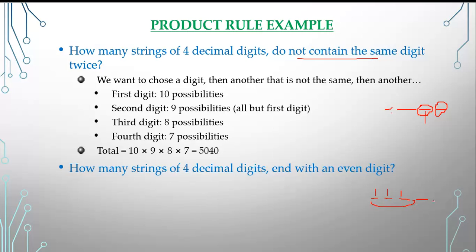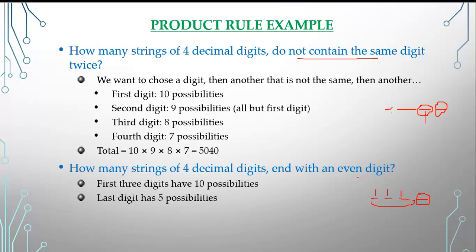Here it says it ends with an even digit. So how many ways to fill this place? Because we have to fill this with an even digit. So how many even digits? You have 5. So the total number of ways to fill this is 10 multiplied by 10 multiplied by 10 multiplied by 5. So this is 5000 ways.